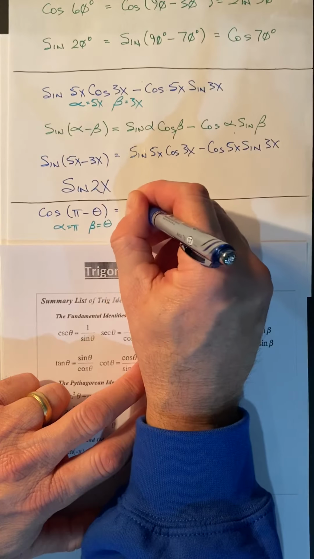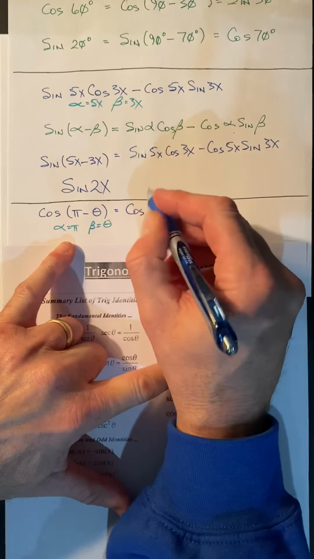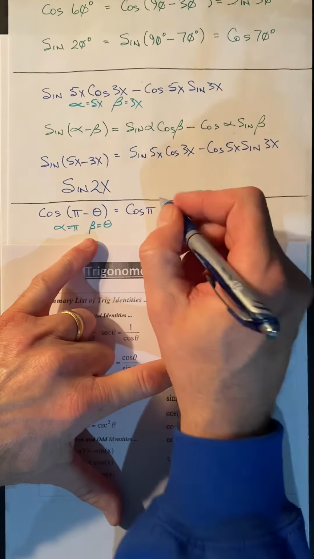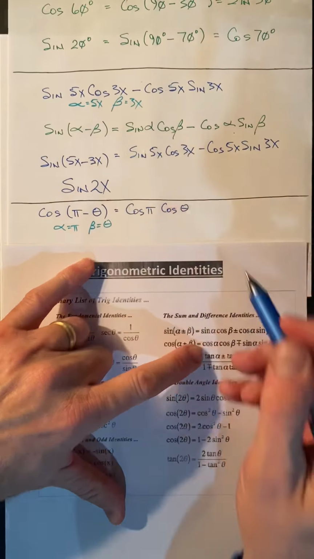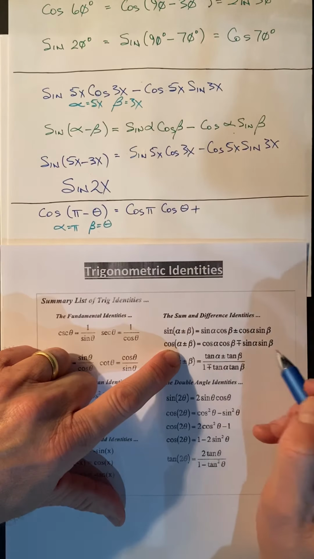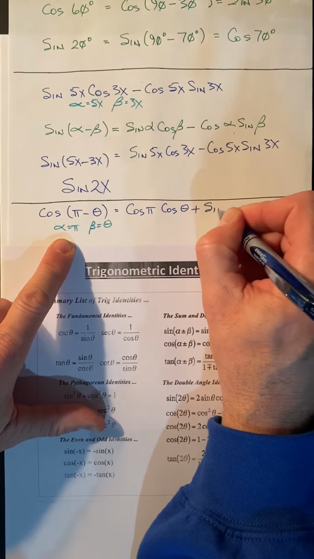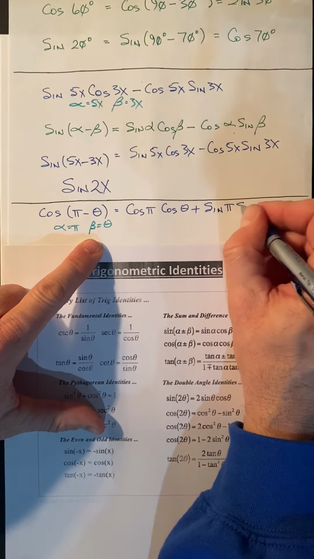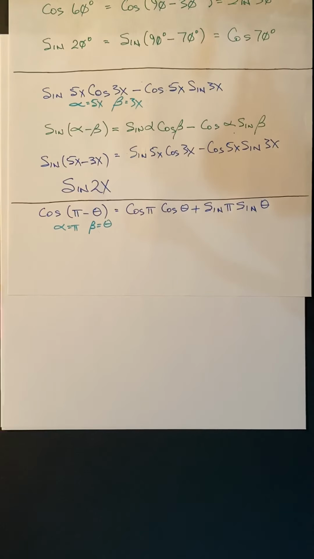So I'm going to have the cosine of alpha, which is pi, times the cosine of beta, which is theta, so cosine theta. It's a difference, and when I have a difference for cosine, I have addition. Okay? So I'm going to look at the sine of alpha, or sine pi, times the sine of beta, which is the sine of theta, right? All right, so now let's solve that.